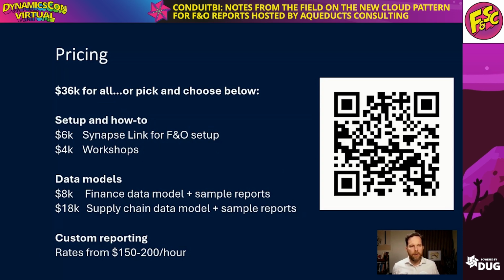$36,000 for everything that you see below, just to level set. If you bought everything from me, that's the price. What does that include? For $10,000, we're going to set up the tech and we're going to walk you through workshops. You can choose one or either one of those or both. You don't have to choose both of them.